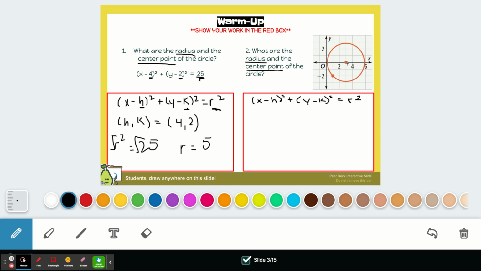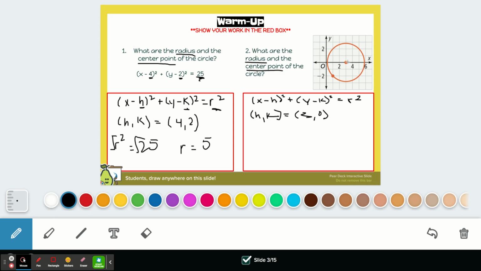And so my center point will be my h comma k, right? So I've got h comma k. That's equal to 3, 0, right? So we've got 3, comma 0. Don't mind my 3, it looks a little funky, right? So now I know that's my center point.